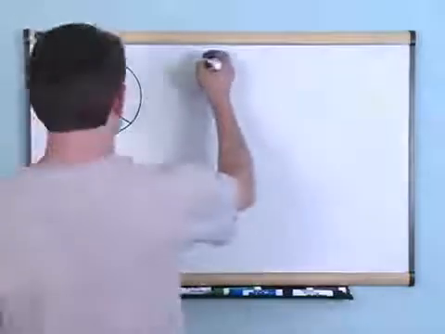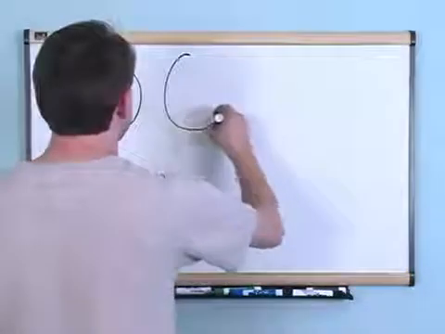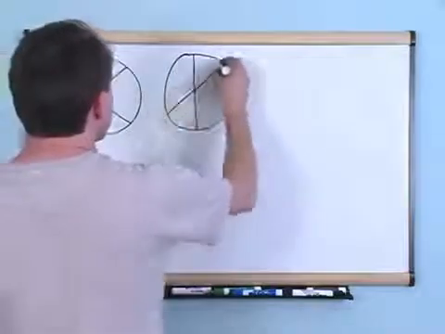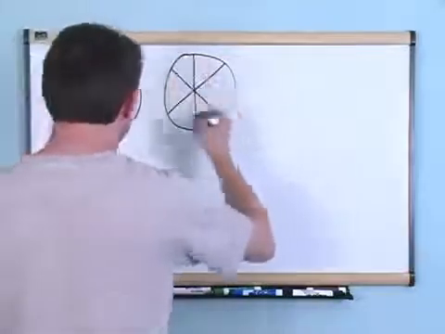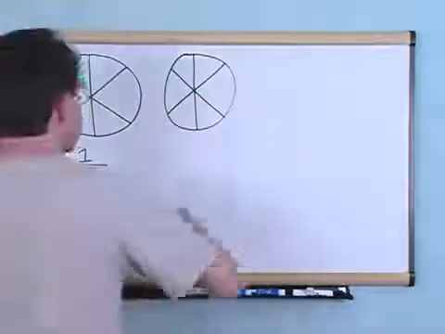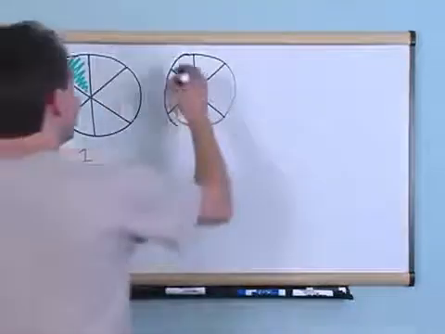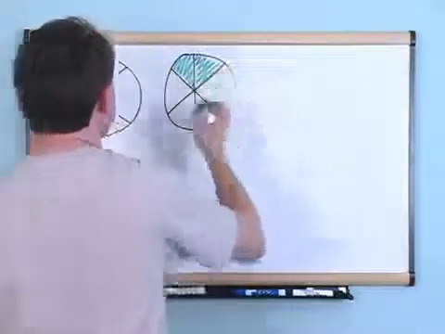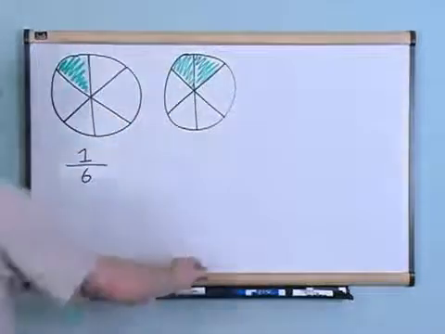So let's do it again. I'm going to do the same thing here. I'm going to draw like this, and I'm going to cut this pie up into 6 pieces. And then, I'm not going to take one piece, I'm going to take 2 pieces. So here we go. Here's one piece of the pie I took, here's another piece of the pie I took. What fraction are we dealing with here?